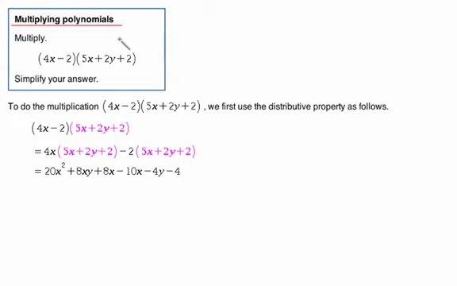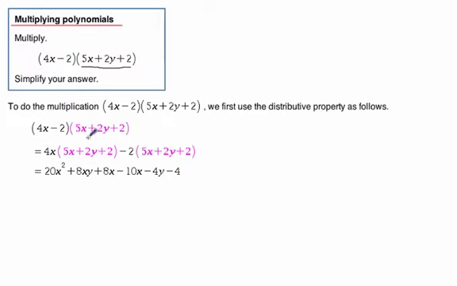Alright, here we've got multiplying polynomials. Directions are simple, just multiply. And it looks kind of similar to our FOIL method, except notice that this isn't just a binomial. There's actually 3 terms there. So the thing to be aware of is that it's sort of the same idea as FOIL.